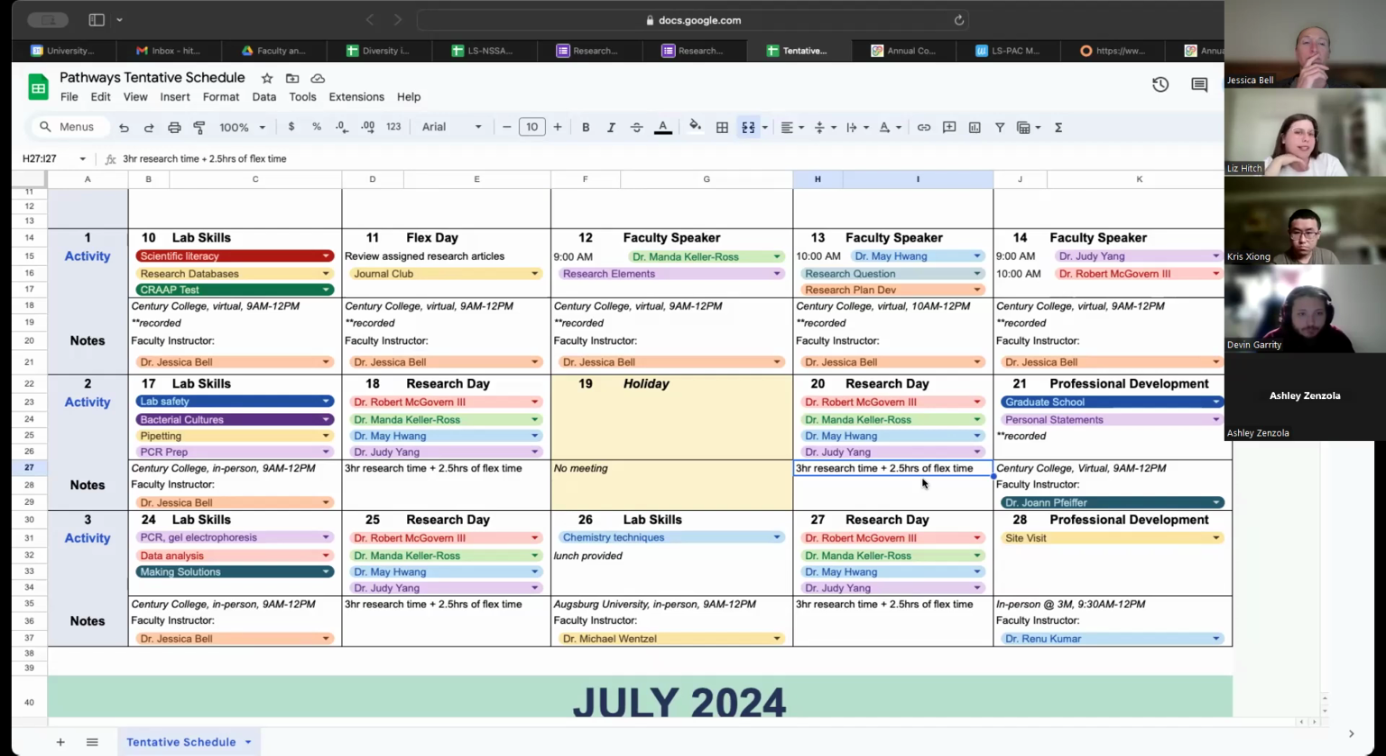For simplicity, we designated Tuesdays and Thursdays as research days, but based on other people's schedules, we're seeing that that's not the case for everybody. So if you think of it in terms of minimum and maximum hours for research, that might be more helpful rather than the number of days.